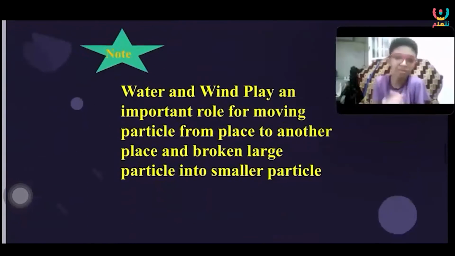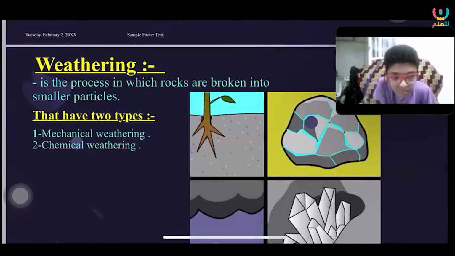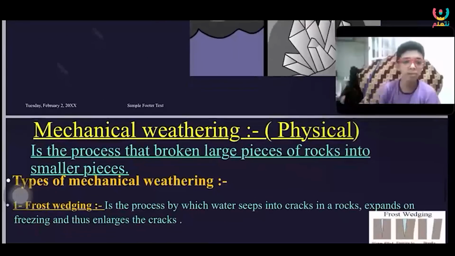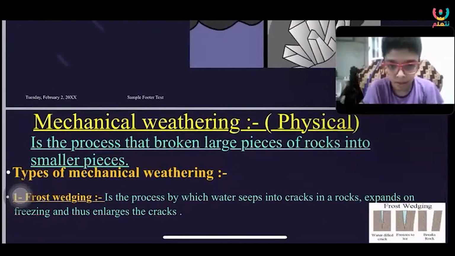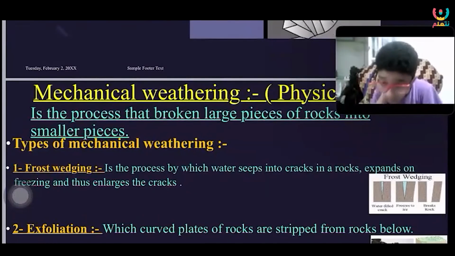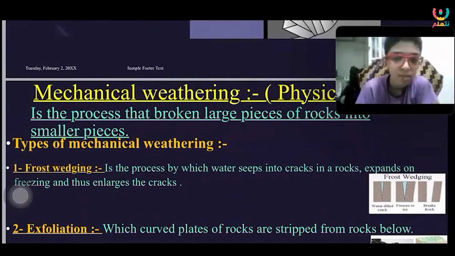Can you tell me the types of weathering? Weathering has two types, mechanical weathering and chemical weathering. Mechanical weathering has another name, physical weathering. Okay, thank you so much. You're amazing today. What is the meaning of mechanical weathering? Mechanical weathering is the process that breaks large pieces of rock into smaller pieces.